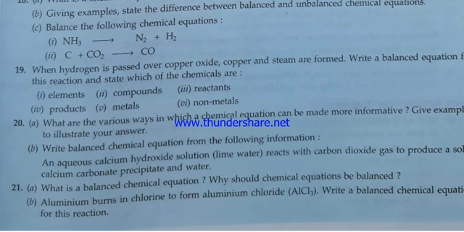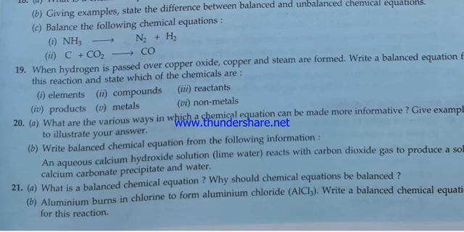What are the various ways in which a chemical equation can be more informative? That is by writing solid, liquid, gas, precipitate, downward arrow and aqueous solutions. Write a balanced chemical equation, that is calcium hydroxide reacts with CO2 to form CaCO3 plus water. Balanced chemical equation in which number of atoms are balanced.